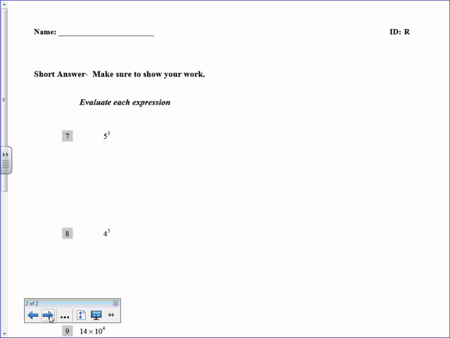All right, evaluate each expression. 5 to the third power. Write it out the long way. 5 times 5 times 5. This one, everyone's going to do the same way. 25 times 5. Don't be afraid to write it out the long way if you need to. Is 125. Not too bad.